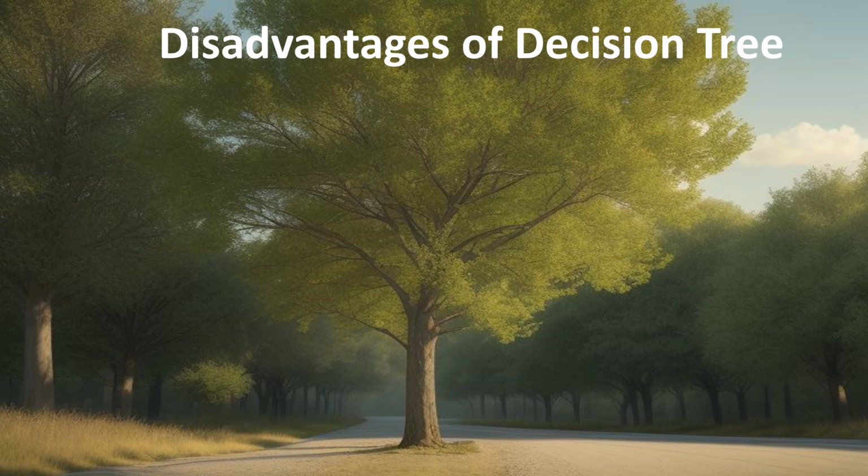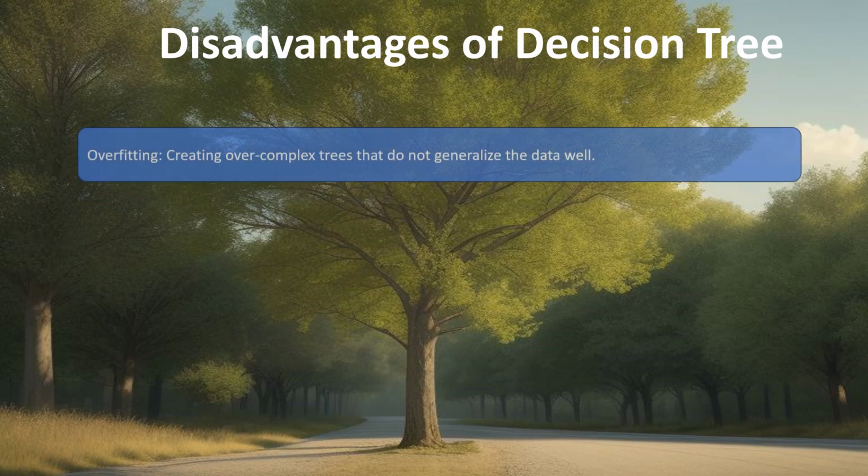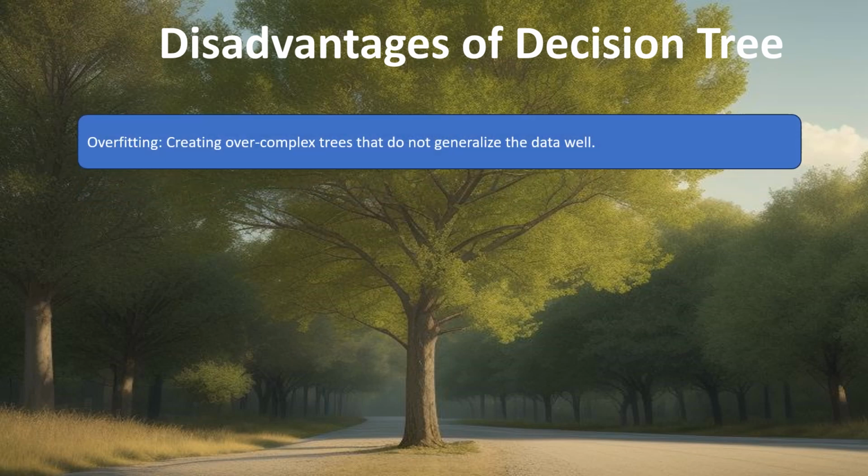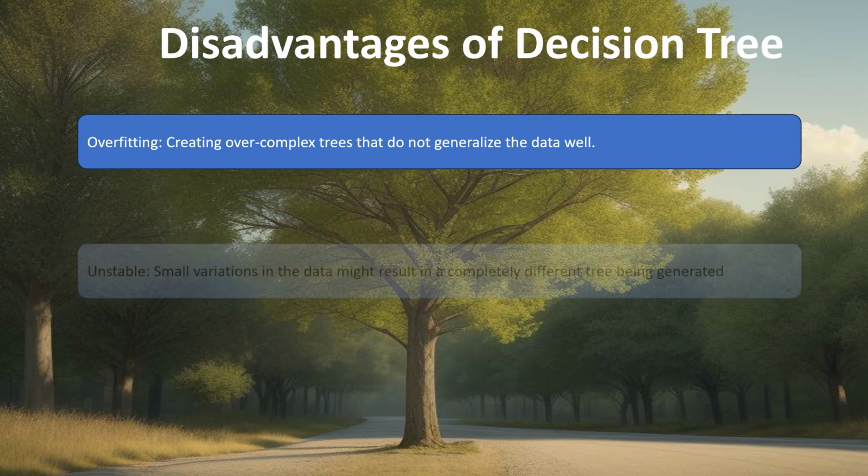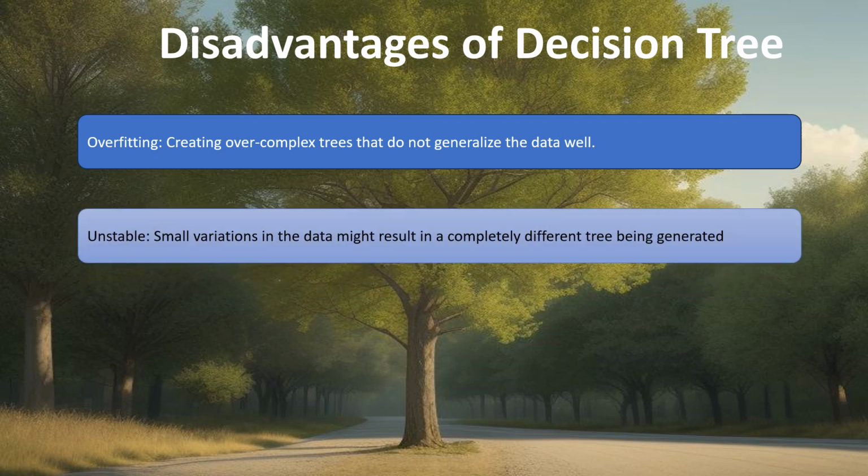Disadvantages of decision trees. Decision tree learners can create overcomplex trees that do not generalize the data well. This is called overfitting. Mechanisms such as pruning, setting the minimum number of samples required at a leaf node, or setting the maximum depth of the tree are necessary to avoid this problem. Decision trees can be unstable because small variations in the data might result in a completely different tree being generated. This problem is mitigated by using decision trees within an ensemble.